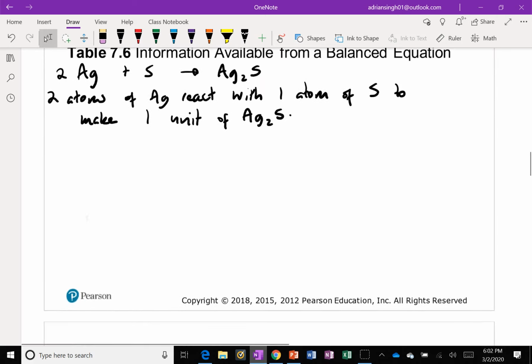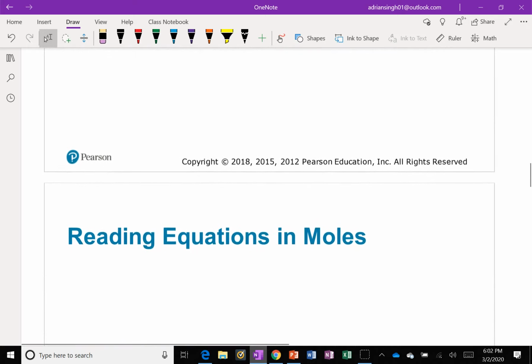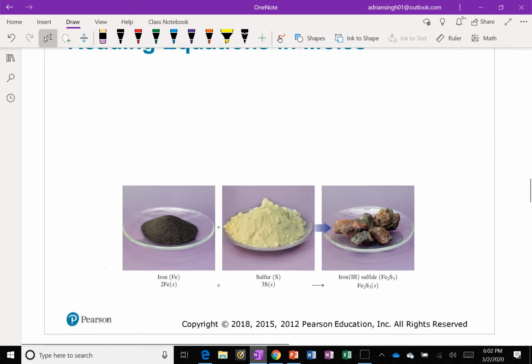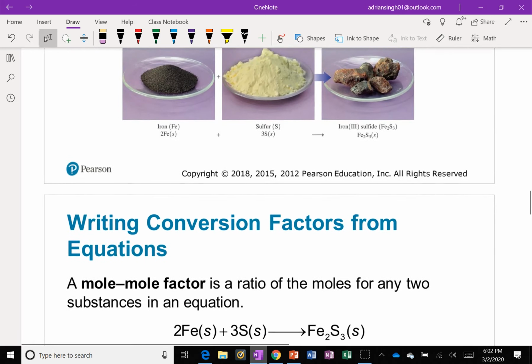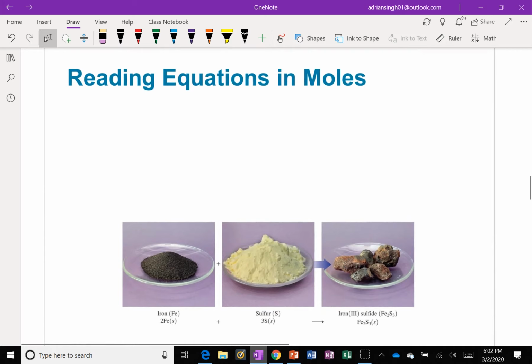In the lab, though, are we given or do we work with numbers of atoms and numbers of molecules? Is that feasible? Is it practical to have 1 or 2 silver atoms and 1 sulfur atom? Do you have the tools in the laboratory or in your backyard to work with them? No, that's impossible. Even with really sophisticated instruments, it's extremely difficult to do. So how do we make that balanced equation make a little more sense to us in terms of the actual amounts that we are able to use?